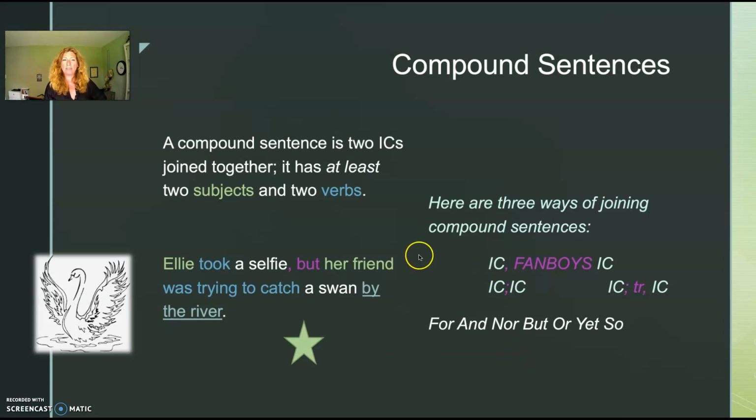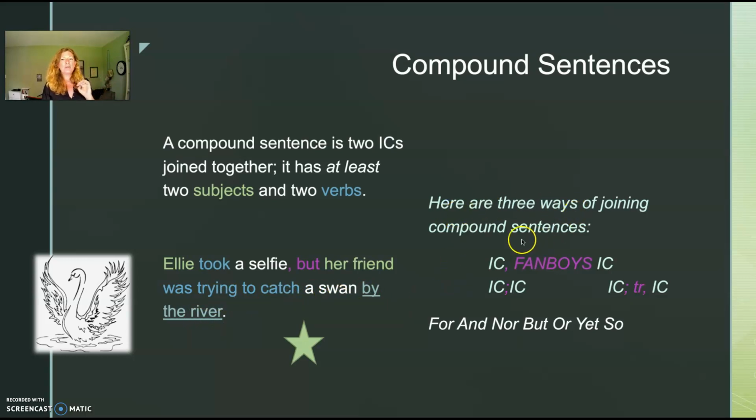Moving on, compound sentences. A compound sentence is two ICs, so two simple sentences joined together, okay? And it has at least two subjects and two verbs. The trick here is that you can't just push two sentences together without adding something, okay? If you just put a comma, it's not strong enough. A comma is just going to fall apart. So you need something a little stronger. Look at this sentence here. Ellie took a selfie, comma, but her friend was trying to catch a swan by the river.